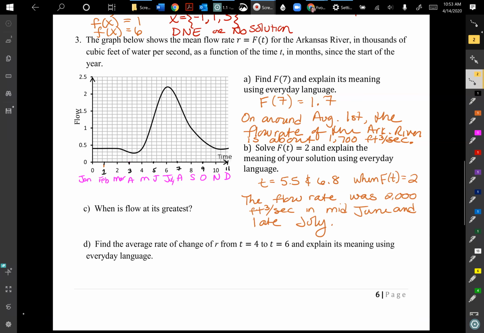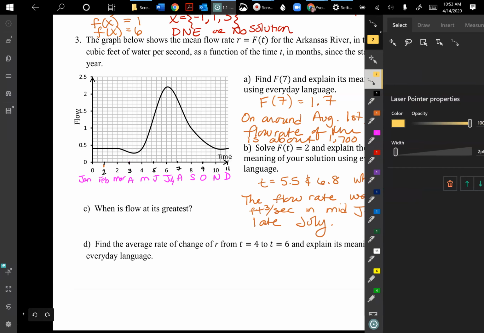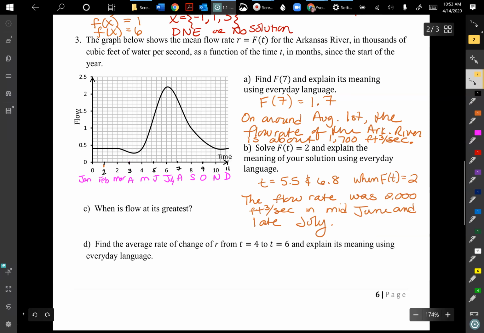Sorry about that. So when is flow at its greatest? And we can just look at the peak here. And travel down, and it will be about July 1st. So you can go ahead and jot that down.